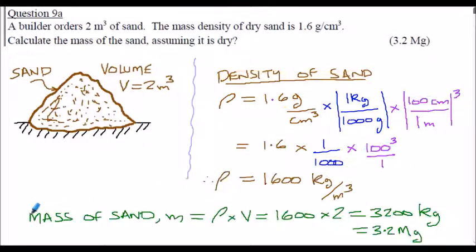So to work out the mass of the sand M, we know that would be the density multiplied by the volume. We have our density calculated above. Volume was given in the question. That evaluates to a mass of 3,200 kilograms, or if you want to state it in megagrams as the answer is in megagrams, that would be 3.2 megagrams.